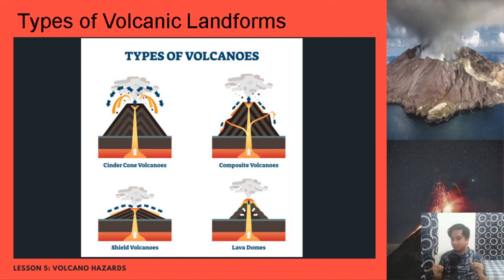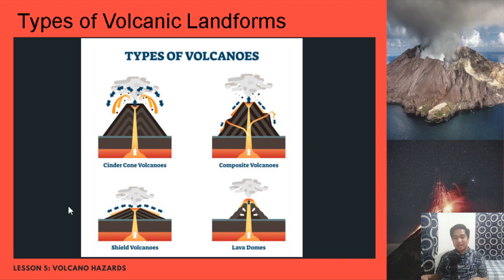So these are your steep-sided volcanoes composed of many layers of volcanic rocks. So usually made from thick, sticky lava, ash, and rock debris. So usually the feature is a tall and thin structure. So as you can see in the picture, we have your composite or your stratovolcano. For example, your Mount Mayon is an example of your stratovolcano.